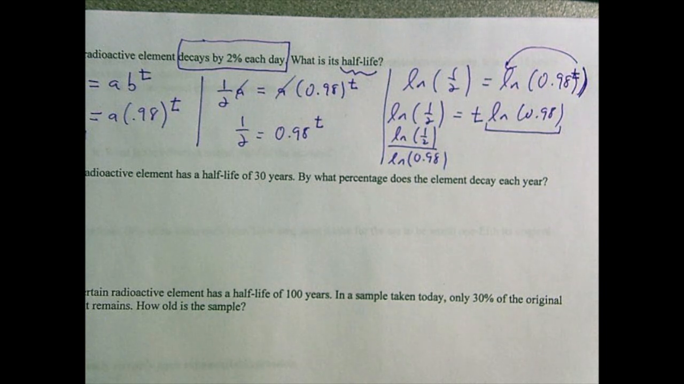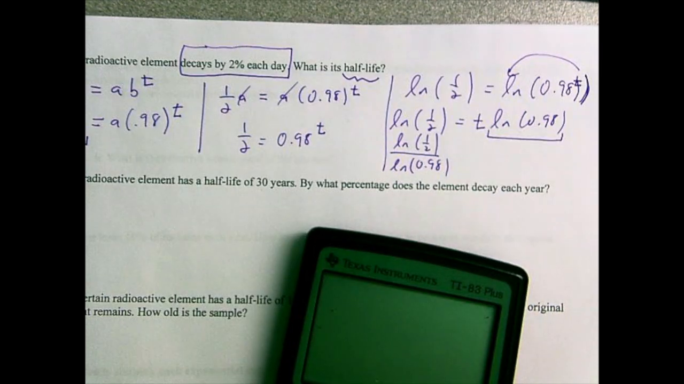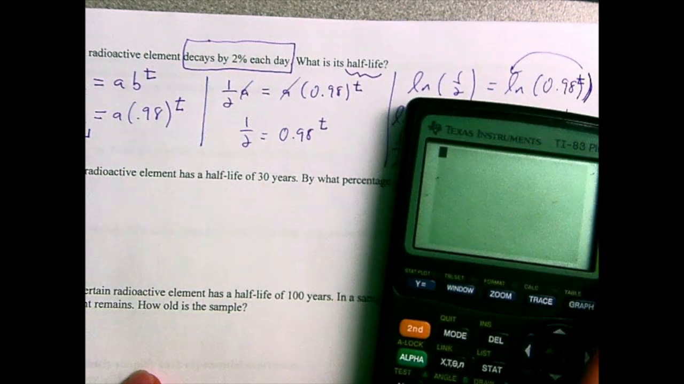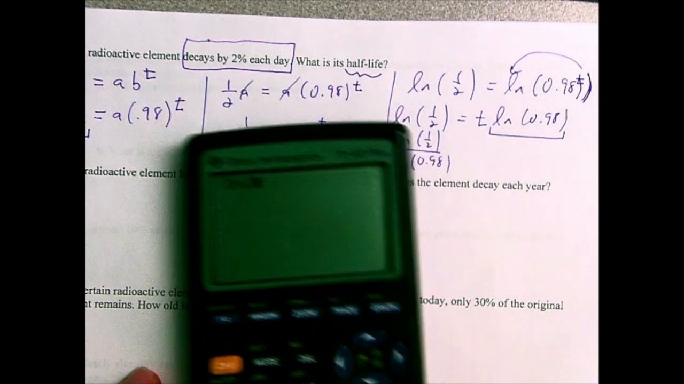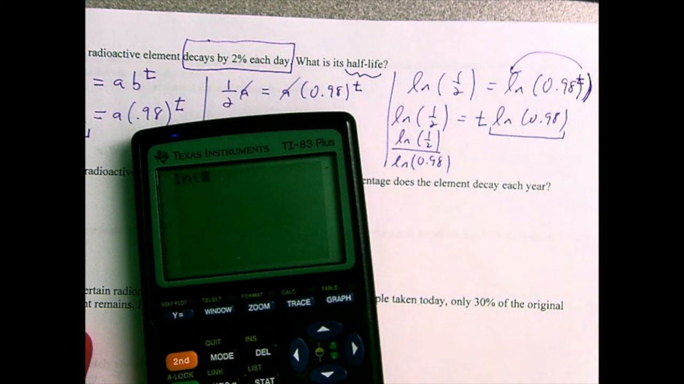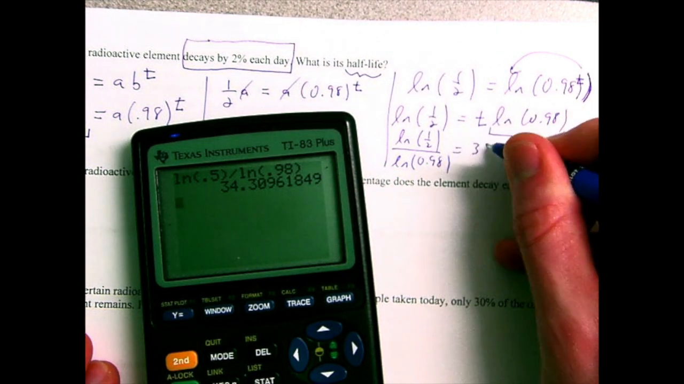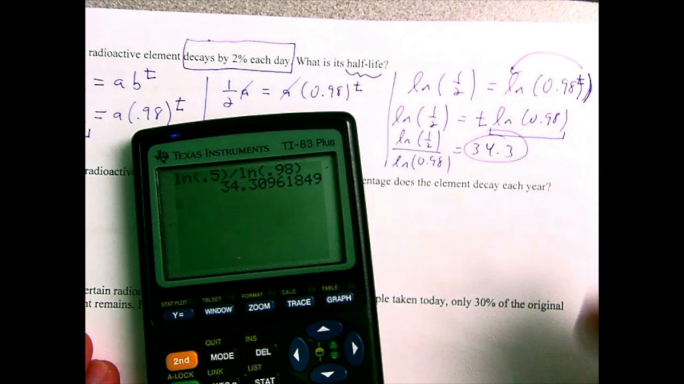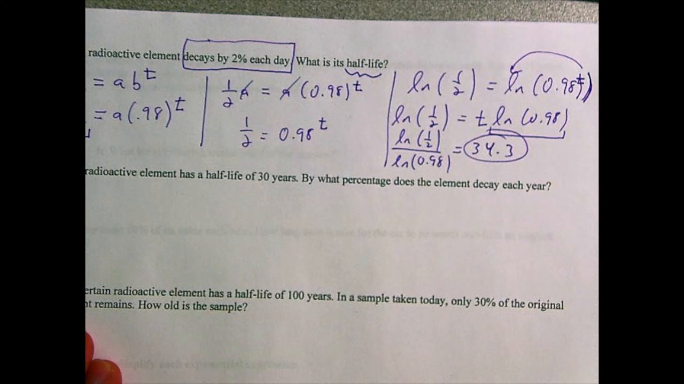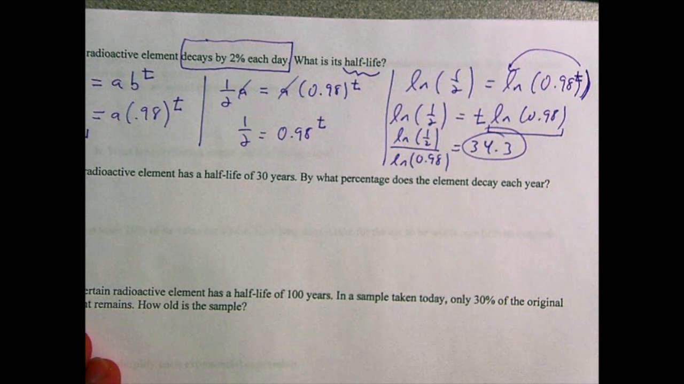Now, I'm trying to find my calculator. Oh, here it is. So if you want a decimal approximation of what that actually is, we need to ask our calculator. So what is natural log of 1/2, which is 0.5, divided by natural log of 0.98? Looks like I get about 34.3. I guess that's days, right? 34.3 days. Okay, great. So moving on.